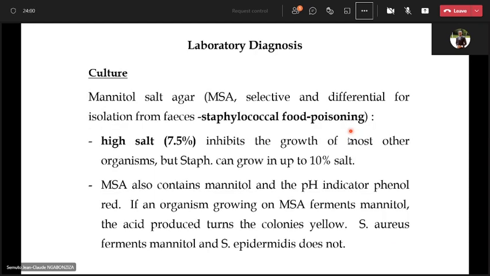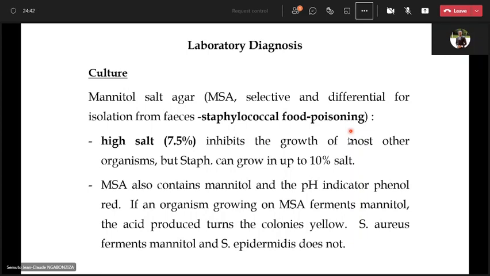And we can also use a selective media, that is mannitol salt agar, to differentiate Staph from other microbial specimen containing, like in feces. You have to really use a selective media like mannitol salt agar with high salt, which inhibits the growth of most other organisms. We say that Staphylococcus are halophile. They can go up to 10% sodium chloride concentration in the media.